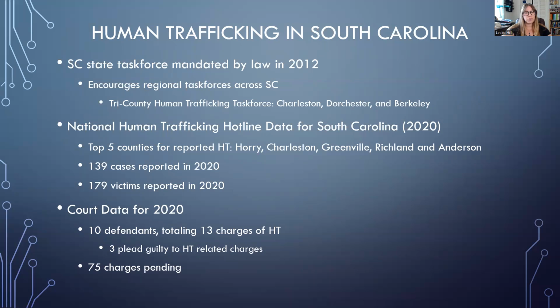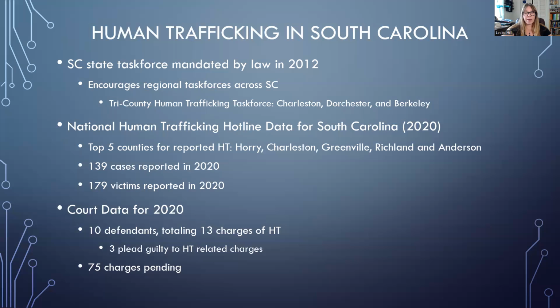The state task force gets their prevalence data from the National Human Trafficking Hotline. So these statistics are not a comprehensive report. They're just one way to get an understanding of the prevalence of this crime in our state. From the hotline numbers, what they have found is that the top 5 counties in South Carolina for human trafficking are Horry, Charleston, Greenville, Richland, and Anderson.